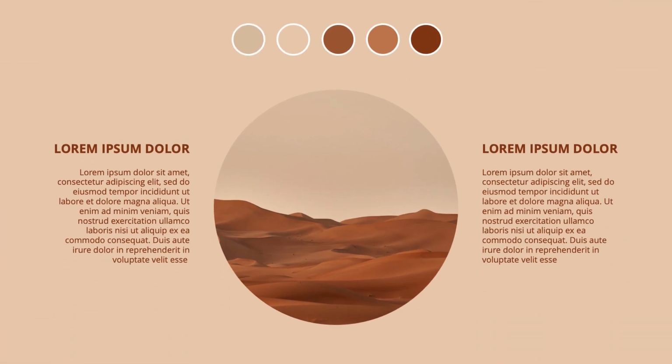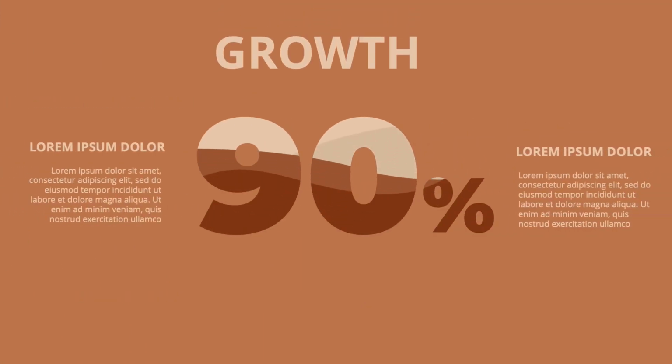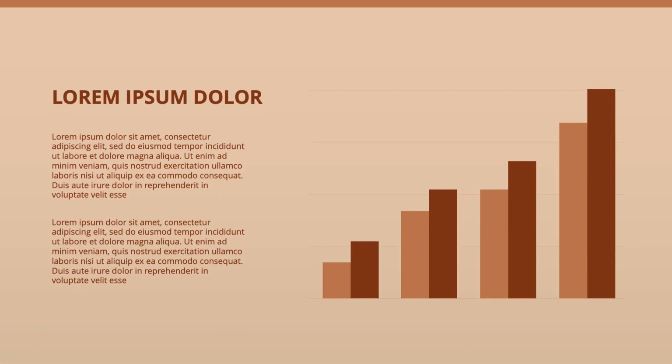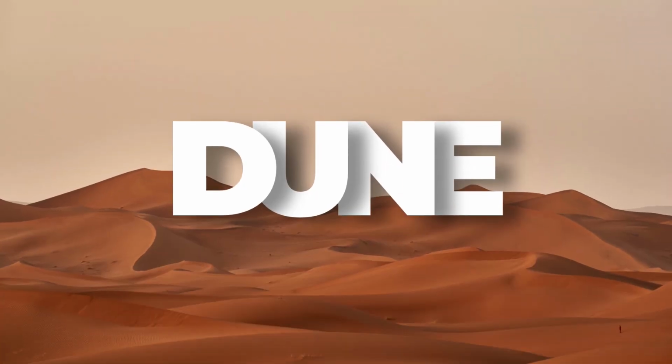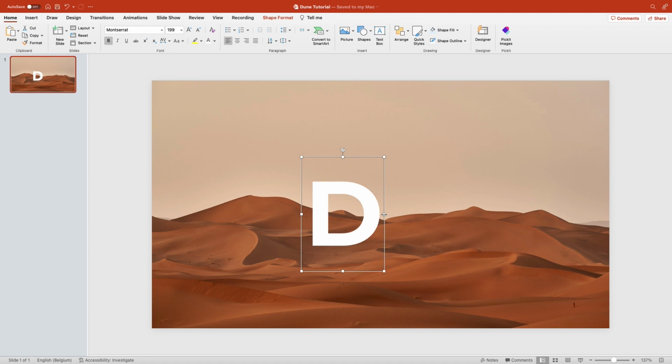Today we're learning how to make this Dune-inspired presentation. So everything you see in it, the icons, the graphs, the numbers, the animations will all be included. Let's start from a blank slide, add a background image, and letter D. Let's go for Monster Dot here in white and make it extra bold.